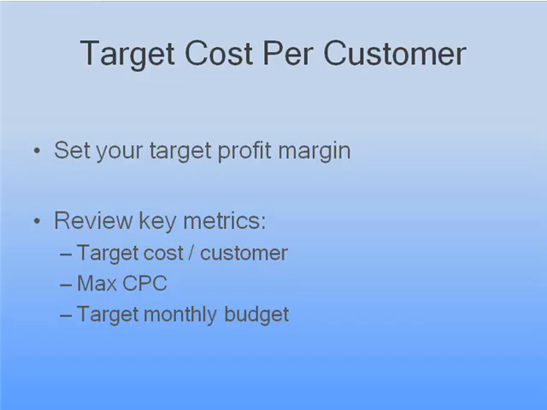The goal with this estimate is to give us an idea for how much we can actually spend in Google AdWords for each customer so we don't waste our time with keywords that are too expensive. The ad planner will automatically calculate your target cost per customer, the maximum cost per click, and the target monthly budget to hit your goals.